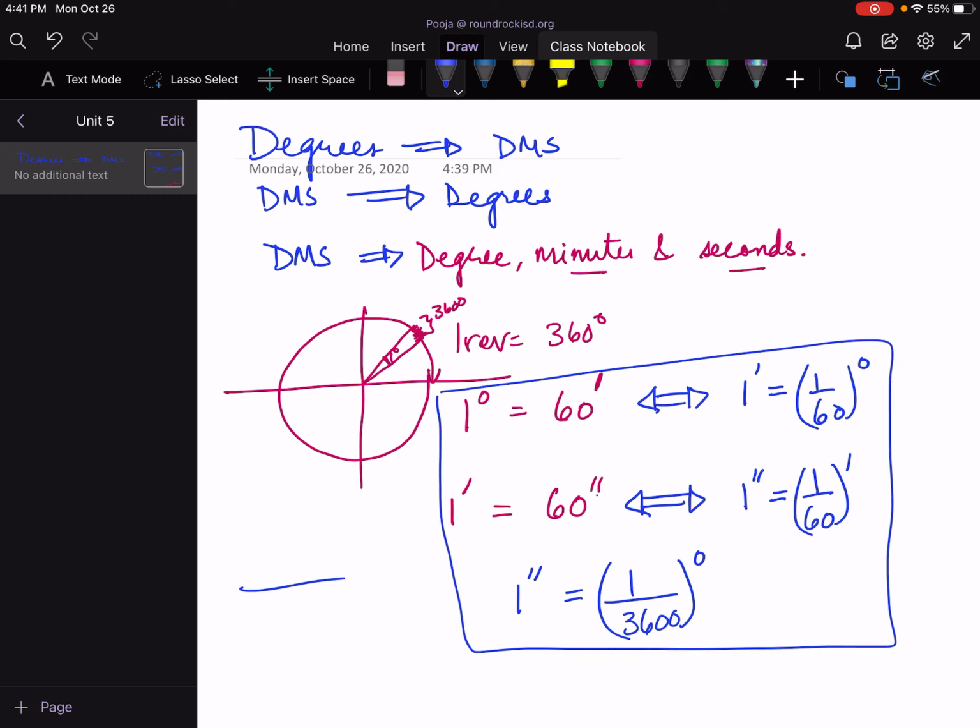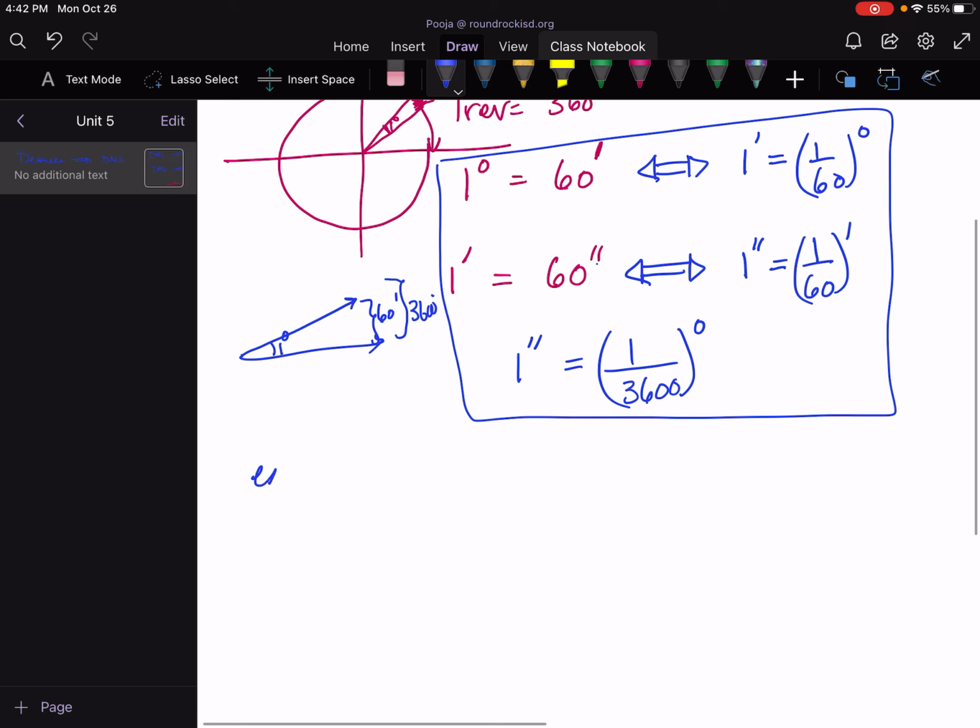Again, each degree, if let's say this represents 1 degree, although it's way more than 1 degree, is split into 60 parts, which are called minutes. And then each minute is further split into 60 seconds for a total of 3,600 little parts created off of that 1 degree. All right, so let's look at some examples.